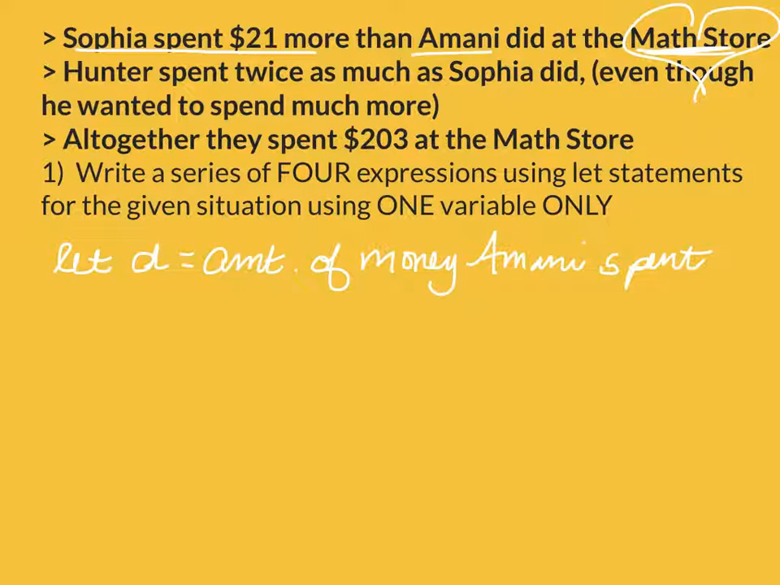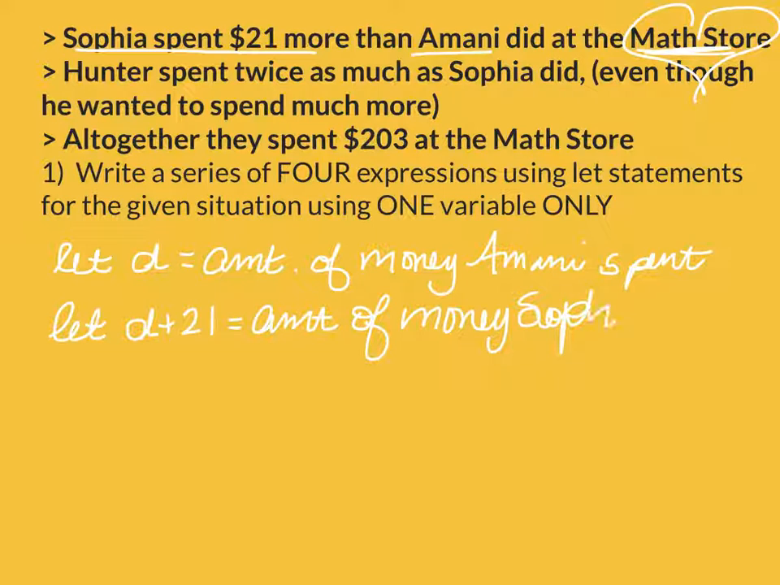So anyway, Sophia spent $21 more than Amani. So I know more means I'm going to add. So D plus 21 equal the amount of money Sophia spent. And we know that it's Sophia's birthday, so she probably has extra money to spend at the math store. Lucky her.